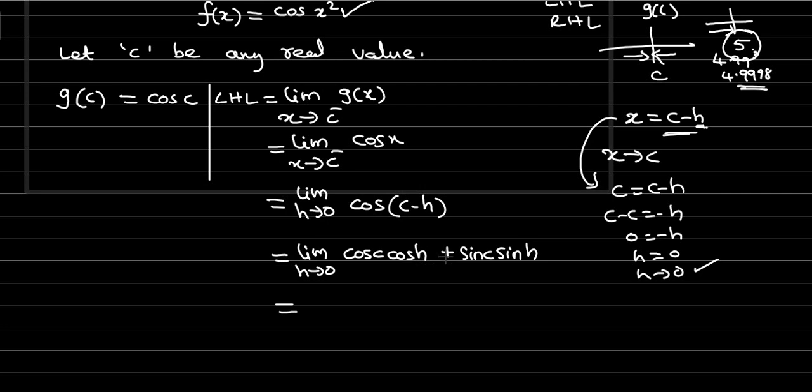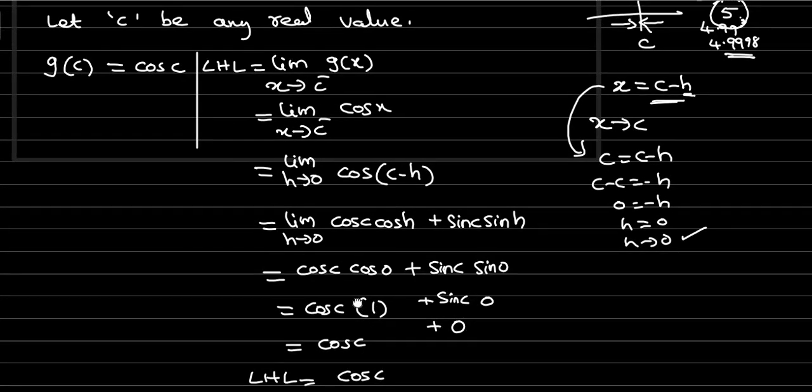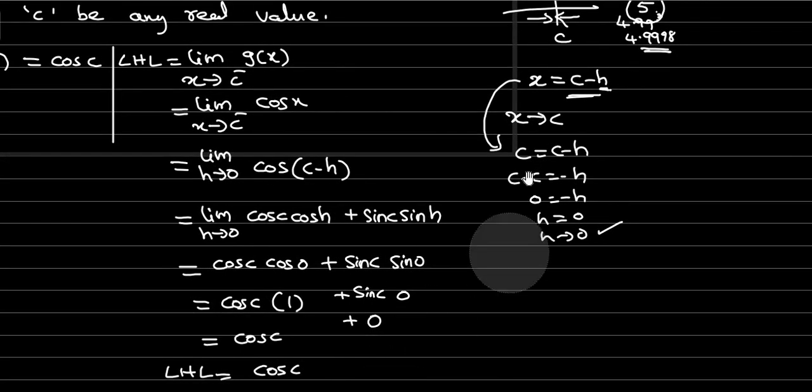So in place of h, if we replace it with 0, then we get cos c cos 0 plus sin c sin 0. Sin 0 value is 0. If 0 is multiplied with anything, the total term becomes 0. Here cos 0 value is 1, and when 1 is multiplied with anything, we get the same term, that is cos c. So here we are getting cos c. So what is the left hand limit value? Cos c. Now similarly, we are going to find the right hand limit as well.